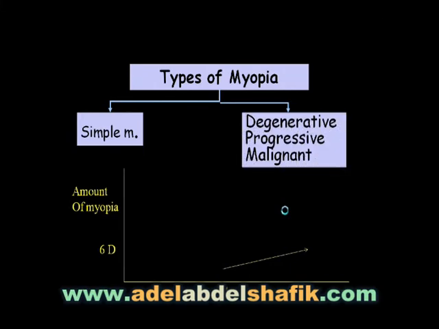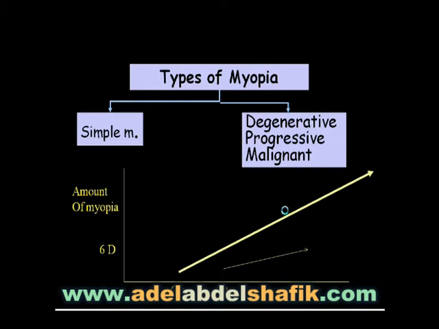On the other hand, we have another form called degenerative, progressive or malignant myopia, which starts early by the age of 6, and it will continue forever. As we get older, the degree of myopia is more and more, and it doesn't stop. Such type of myopia is associated with some of the degenerative changes of the eye, or we can say it may affect the vision of the eye, threatening the vision. So that's why we have the term malignant myopia, and it is progressive in nature.